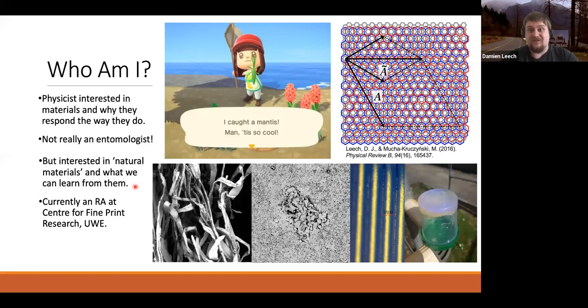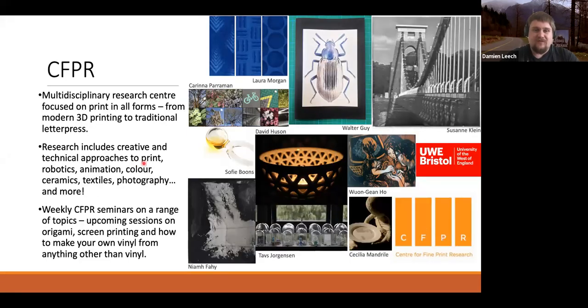Currently, I'm a research associate at the Centre for Fine Print Research, so I'll do a bit of a plug there as well. The Centre for Fine Print Research is a multidisciplinary research centre at the University of West of England. We're over on the Bower Ashton campus, which is quite close to the suspension bridge. It's a really nice campus. It's surrounded by deer, so do come have a look sometime if you get the chance to be nearby. We're interested in print in all its forms, from 3D printing to traditional letterpress. For instance, these are some 3D printed ceramics. Here's some more traditional photographic prints. We're interested in everything from robotics to photography, ceramics, and textiles.